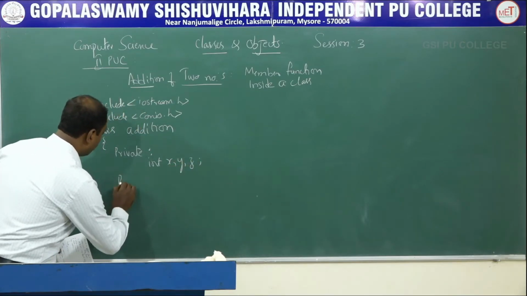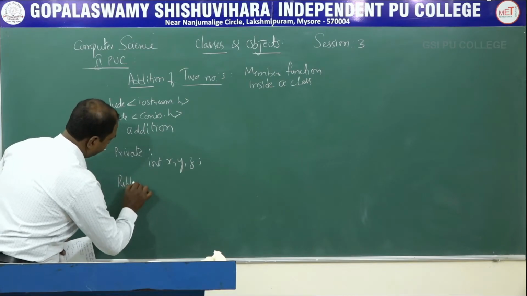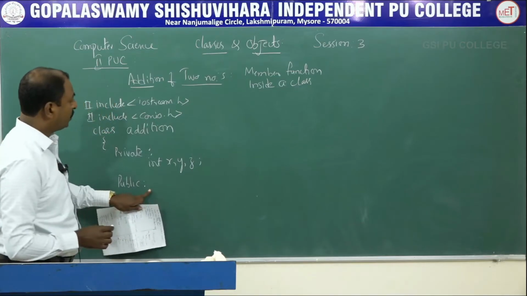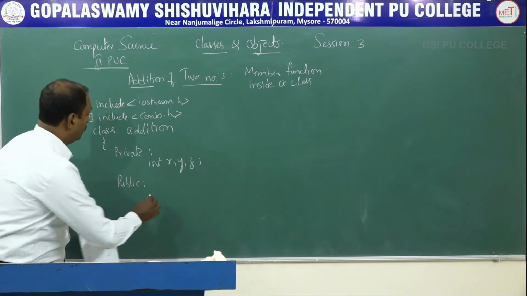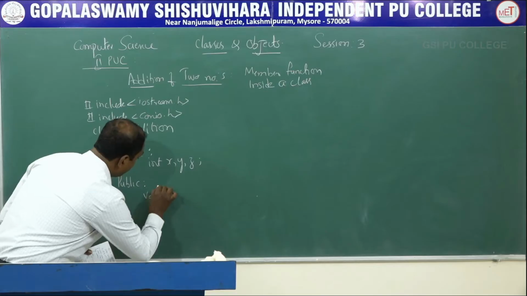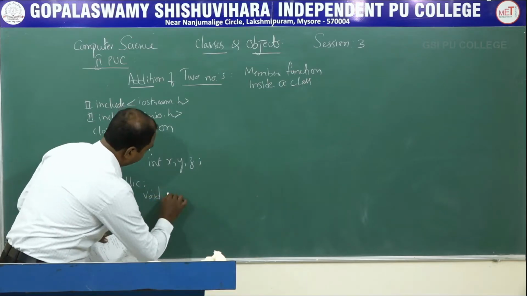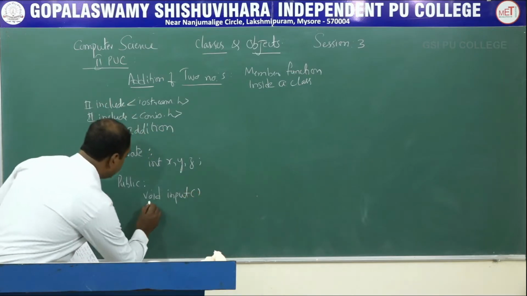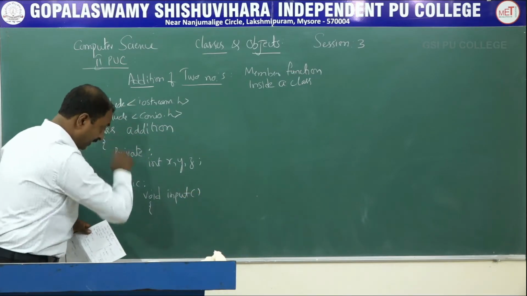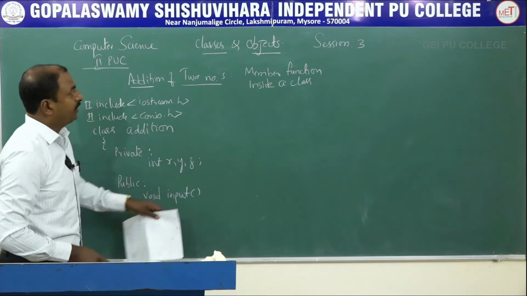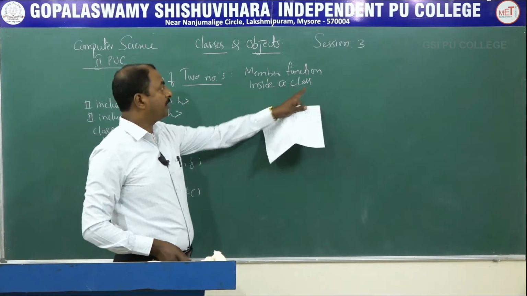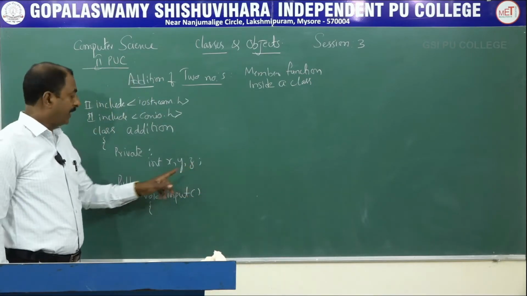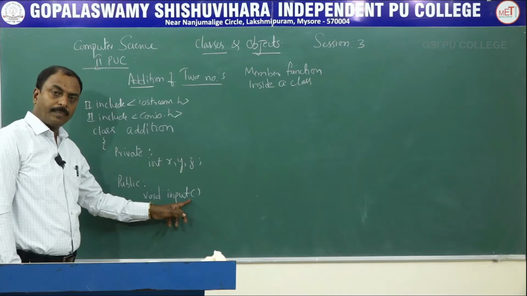Under public, here I am going to write a function. The first one is void input, and I am going to write the function definition now. See, that is the meaning of a member function inside a class. Here these are the data members, and this is a function or member method.